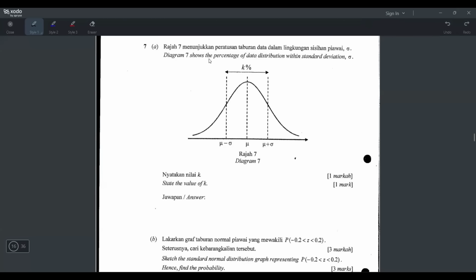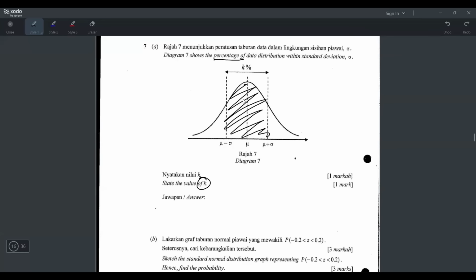Number 7 says: Diagram 7 shows the percentage of data distribution within standard deviation, and then the symbol. And then they give you here k%, mean plus standard deviation, mean minus standard deviation, and they say state the value of k. If you look at k, k is a percent, right? And we all know percent means probability. Percentage is related to probability. So they are asking you to find the percentage here, which means they are asking you to find the probability here.